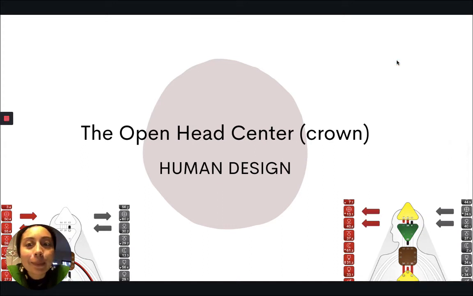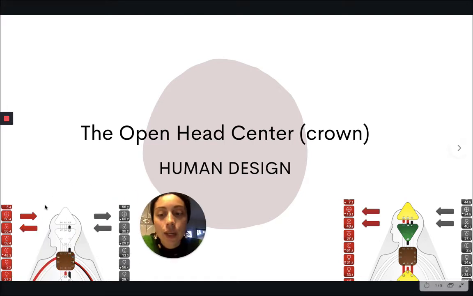Today we are going to be looking at the open head center, or the open crown center. If you look at my little diagrams here, the one on the right is the one that has an open head center. If your top triangle is white, that means you have an open head center. If your triangle is colored, like the yellow one here on the right, then that means you have a defined head center. So we're going to be talking about the open one today.